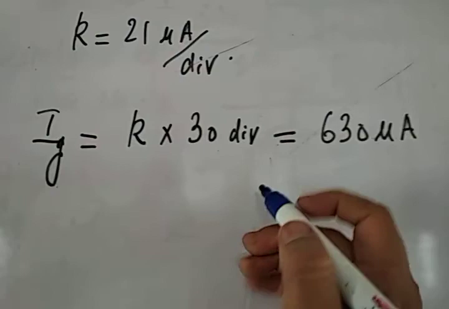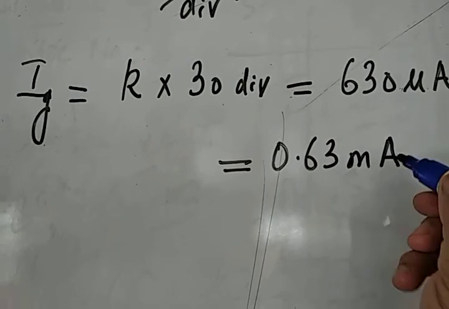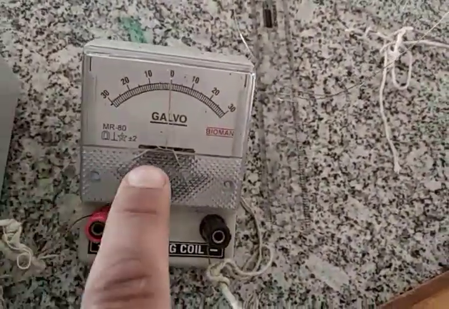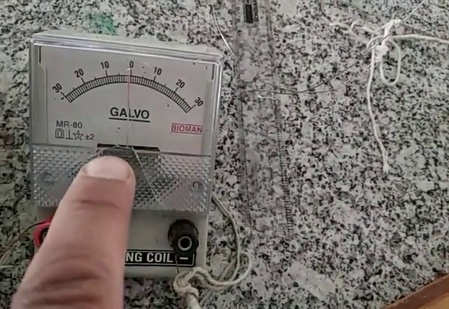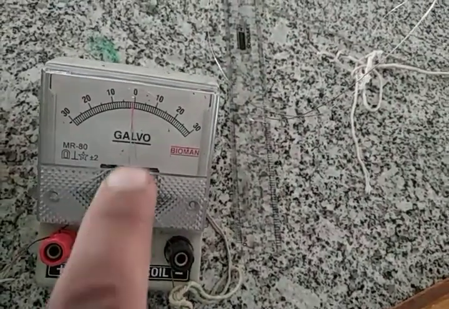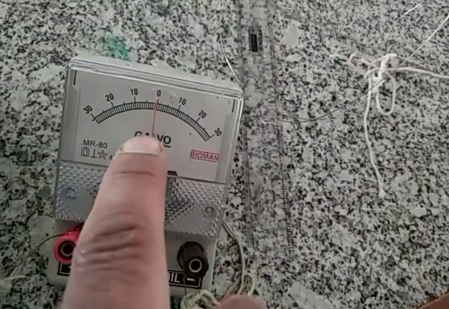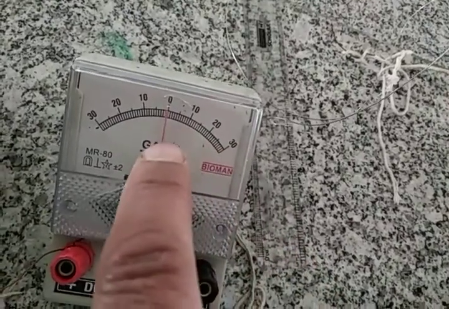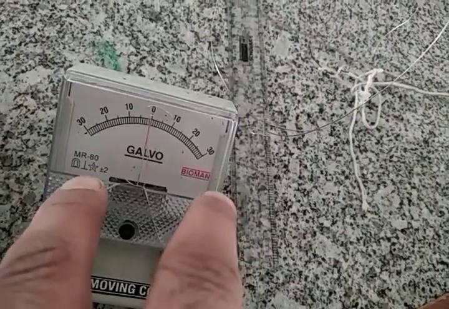We can convert this into milliamperes. So this is 0.63 milliamperes. This is the full-scale deflection current. A galvanometer can also be used to measure voltage. A galvanometer is a versatile device. We can use it to measure current, voltage, temperature, speed, anything. How does it measure voltage? It is also a voltmeter. But of course, because the full-scale deflection current is very small, the voltage required to produce full-scale deflection is very small.